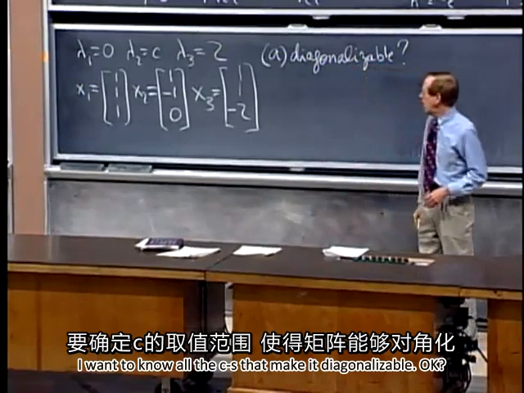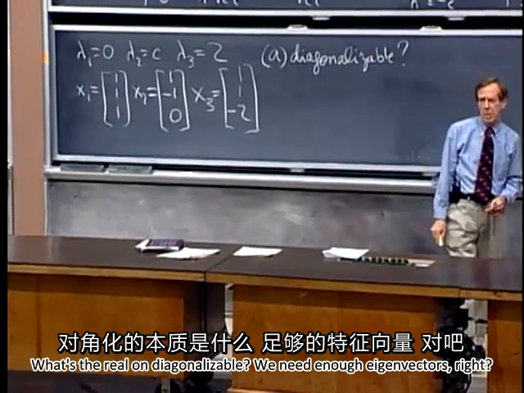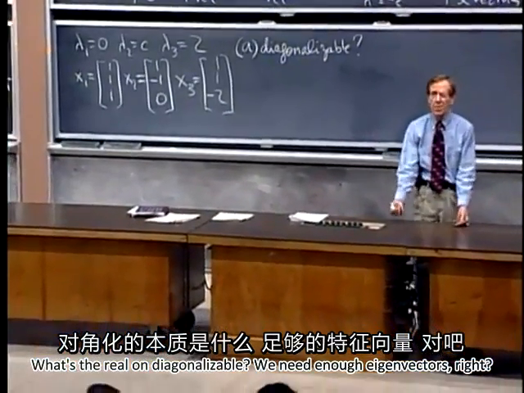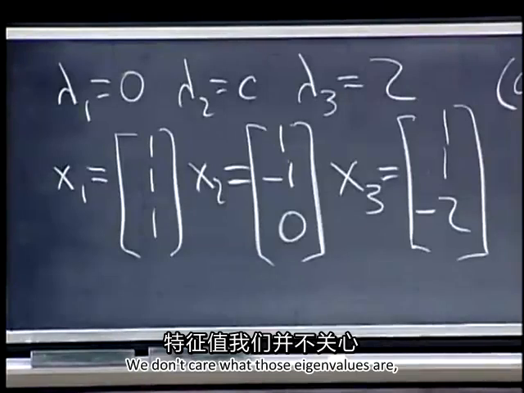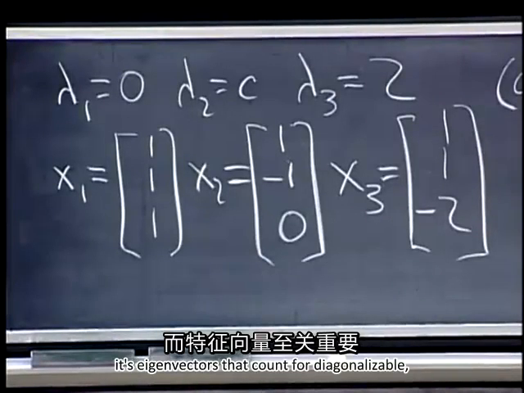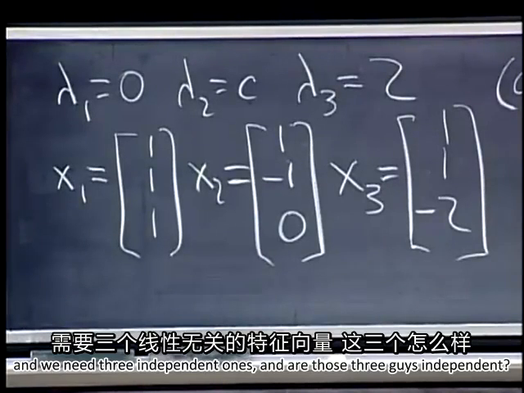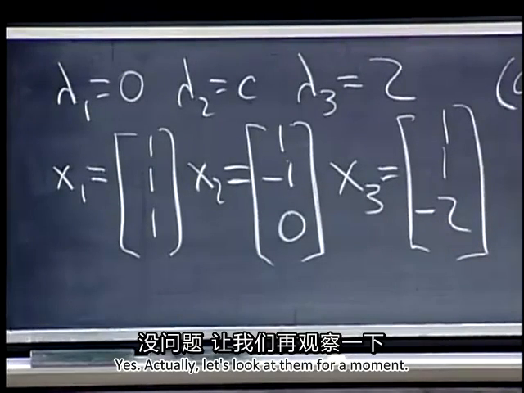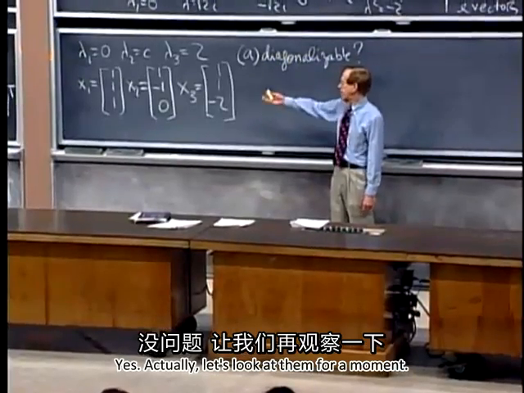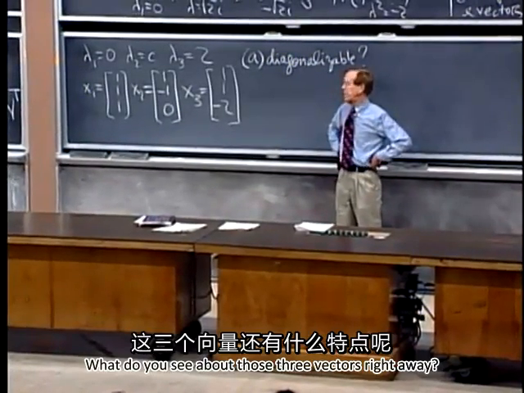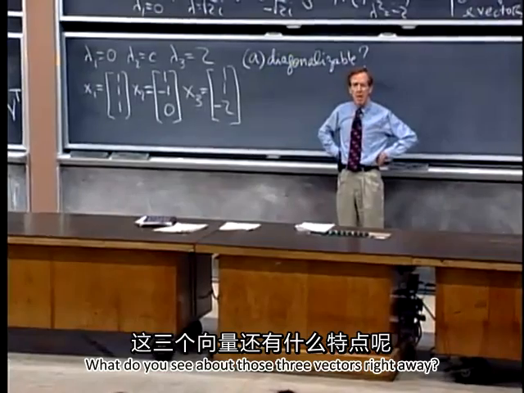Okay? What's the deal on diagonalizable? We need enough eigenvectors, right? We don't care what those eigenvalues are. It's eigenvectors that count for diagonalizable. And we need 3 independent ones. And are those 3 guys independent? Yes. Actually, let's look at them for a moment. What do you see about those 3 vectors right away?